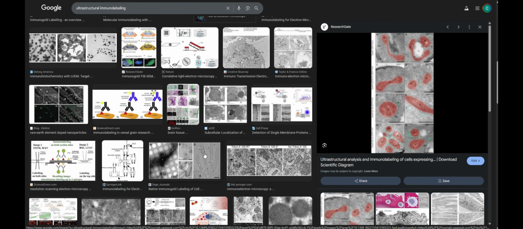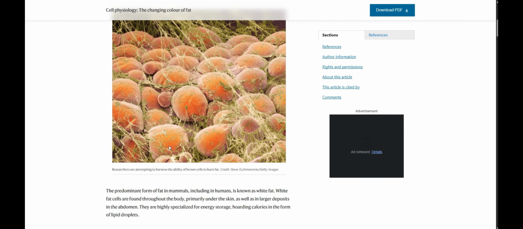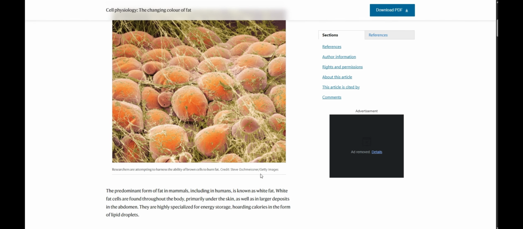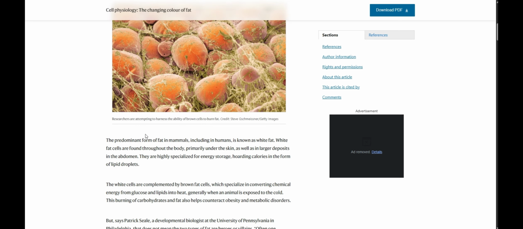So you can immunolabel things, but anytime you see coloring like this, it's done after the fact. And this is also, I would hazard, definitely a modified image. They still should have put some details under here, but they probably didn't know what they were looking at, because it's just Getty Images. They probably just searched brown fat cells or fat cells. Okay, back to the article.